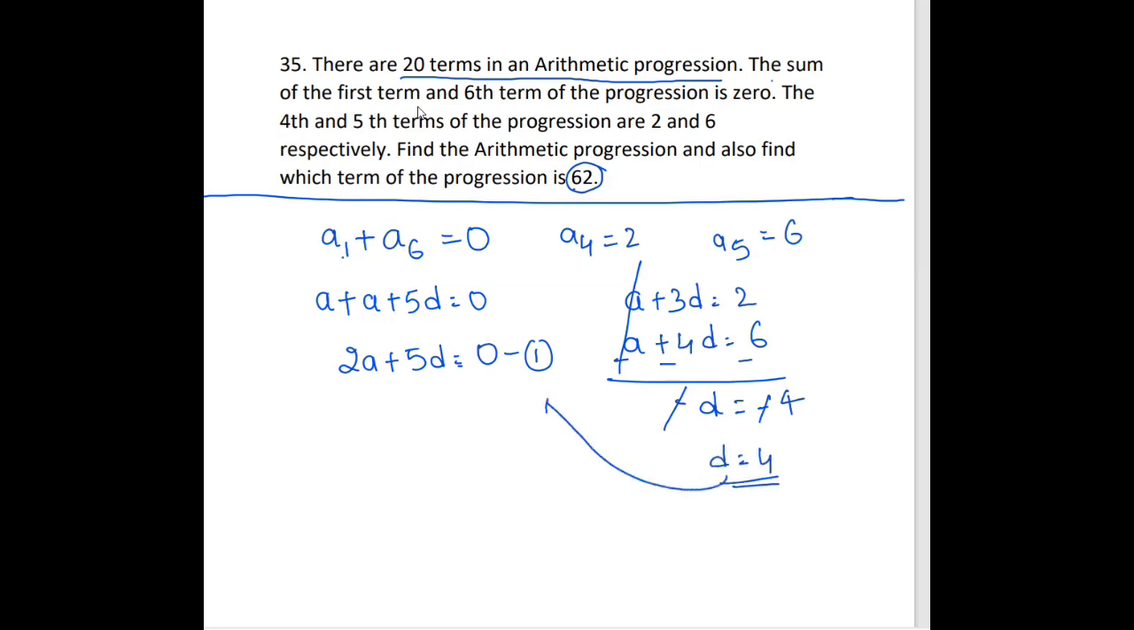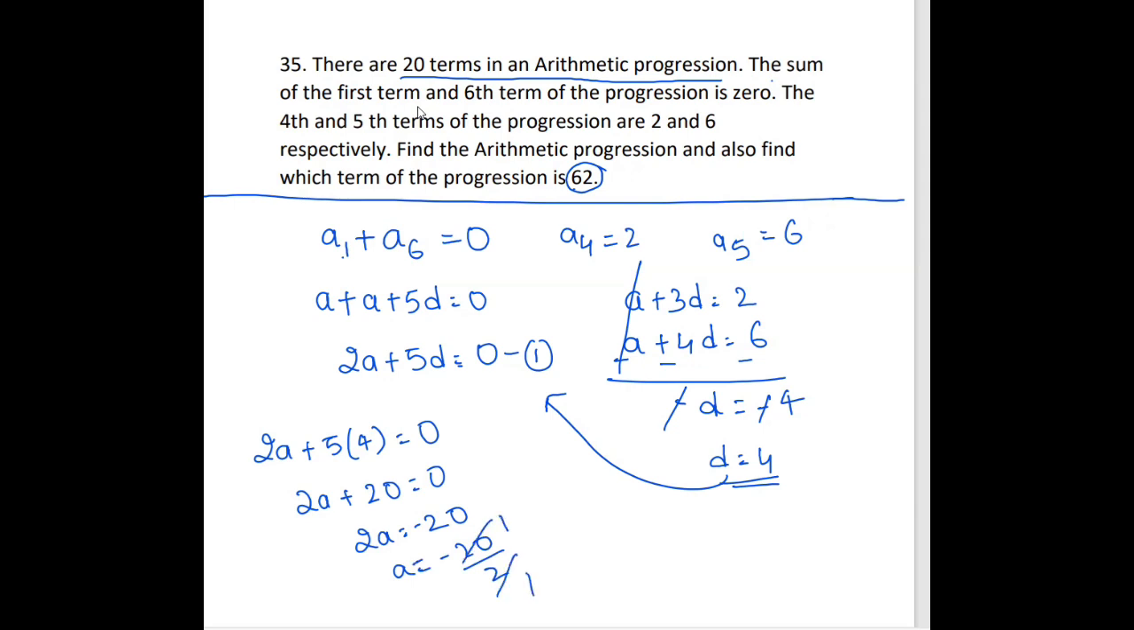Now come back to equation 1. You can find A. A plus 5D is equal to 0. D I just found out, which is 4. A plus 5 4s are 20 equal to 0. A is equal to minus 20. So A is equal to minus 10. So I got A and D.